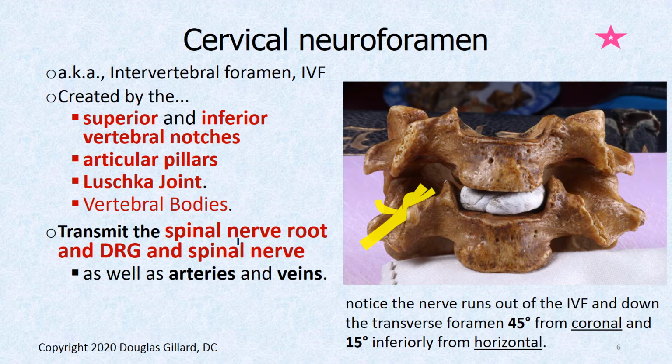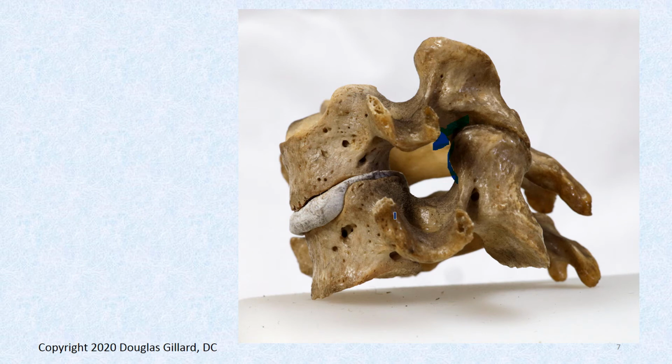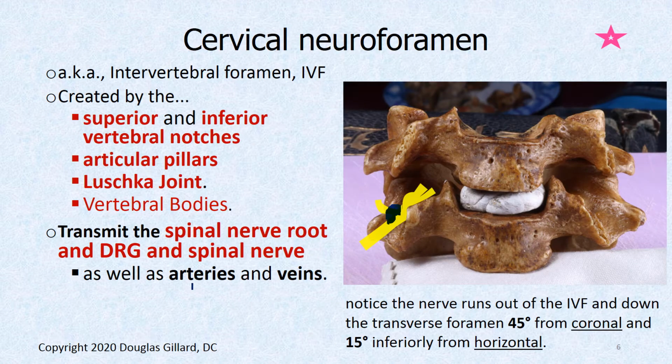What does it do? It transmits. That means it allows for the passage of the spinal nerve root, dorsal root ganglia, spinal nerve. This is all variable. It depends where the dorsal root ganglia is. It's usually located in the intervertebral foramen. Some people, maybe it's out here, outside of the intervertebral foramen. So it can be variable. There are also some arteries. There's a radicular artery and vein that also transmit through there.